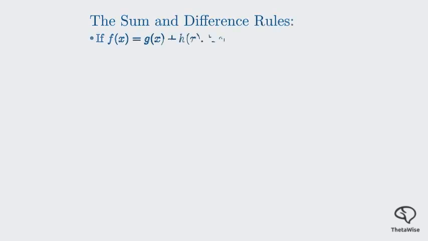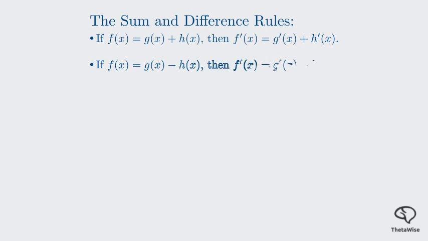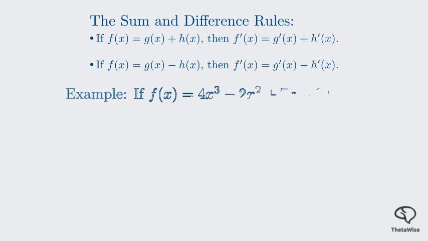Finally, let's see how to differentiate functions that are sums or differences of other functions. The sum and difference rules state that the derivative of a sum or difference of functions is the sum or difference of their derivatives. You can differentiate each term separately. Let's put it all together with a polynomial. If f of x equals 4x cubed minus 2x squared plus 7x minus 10, we can differentiate each term.